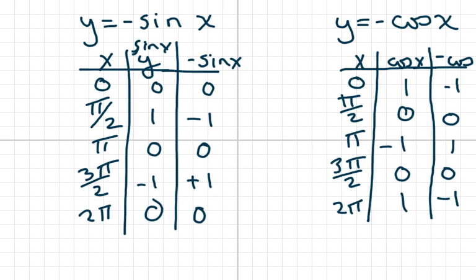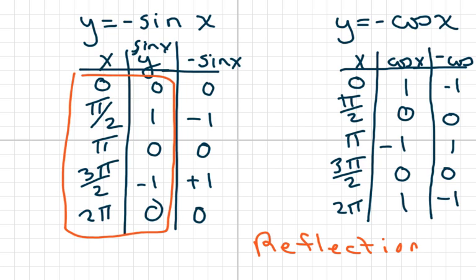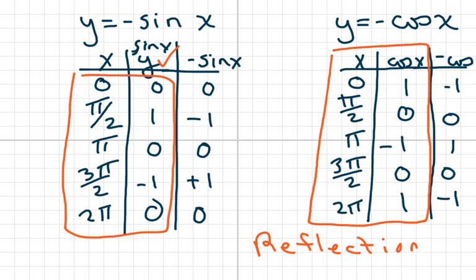Okay. Now we're going to do the negative sine of x and the negative cosine of x. These are called reflections. Basically, all I did is take my original table here and negate my y part. So I just negated the ones, basically. Same thing with the cosine. I took my original table and then I negated the ones.